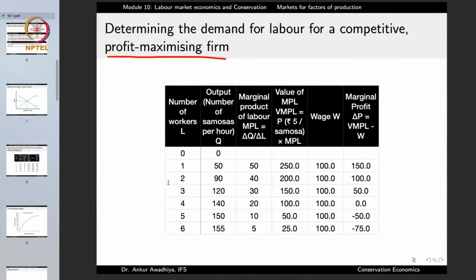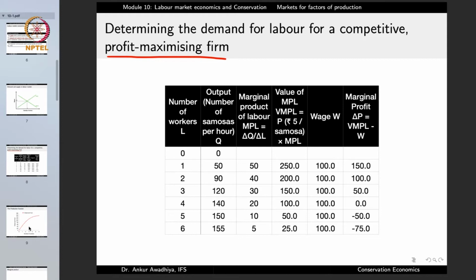When the number of labor is increased from 2 to 3, delta Q in this case is 120 minus 90, which is 30. Delta L, because we are increasing one labor at every point of time, is 1 in each case. So for the third laborer, the marginal product is 120 minus 90, which is 30, divided by 1, is 30. For the fourth one, it is 140 minus 120, which is 20, divided by 1, is 20. For the fifth one, it is 150 minus 140, which is 10, divided by 1, is 10. For the sixth one, it reduces even further.